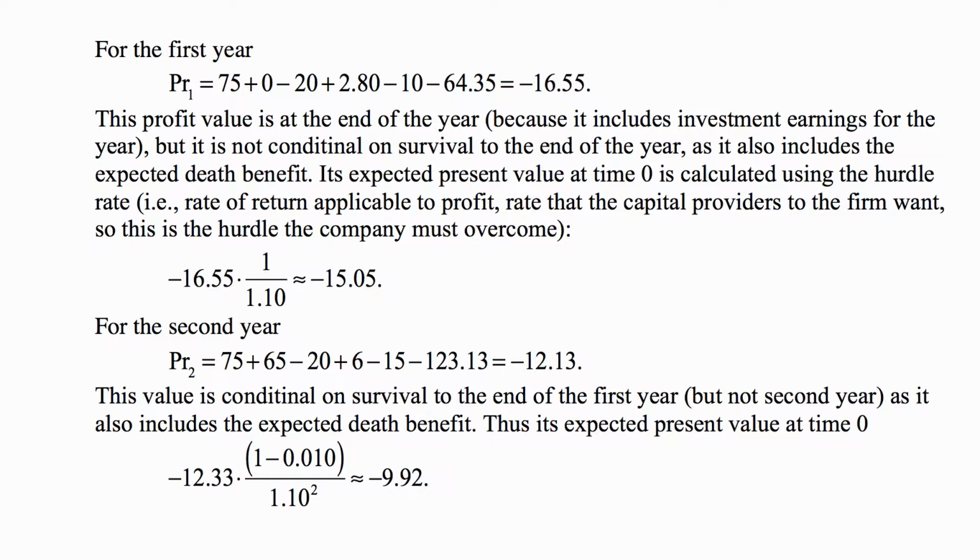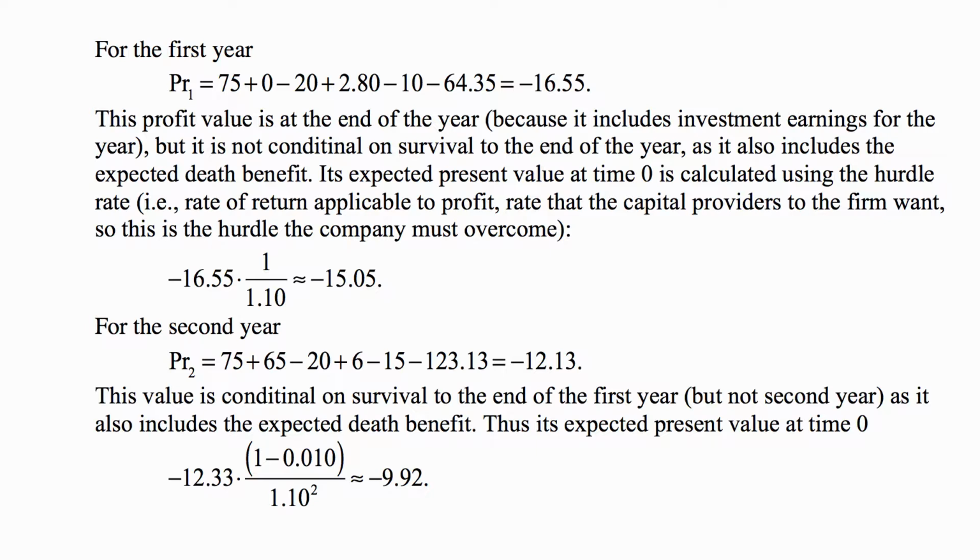Its expected present value at time 0 is calculated using the hurdle rate, so the rate applicable to profits. So it's negative 16.55 times 1 over 1.1, the 10% rate used for discounting. And that's a negative 15.05. For the second year, we have new values of the investment earnings, death benefits, expected death benefit, and expected reserve, and the profit ends up being negative 12.13.